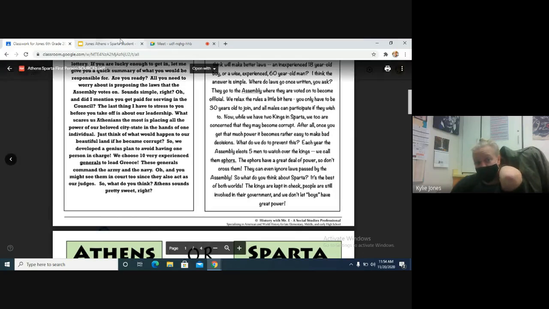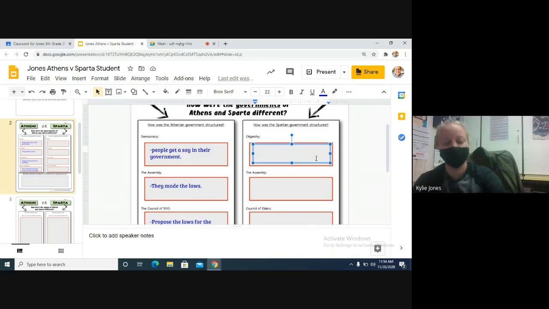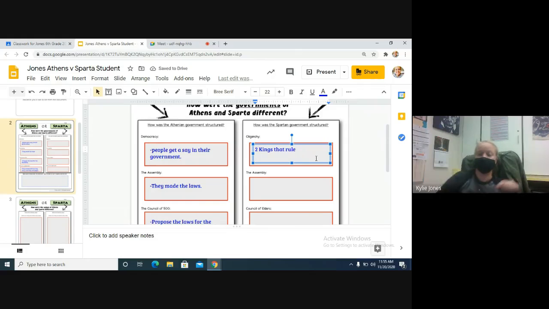All right, so if we go back over here and we start answering our questions, first of all, what is an oligarchy? I think Sparta is like a way of government. Well, it is a way of government, but what type of government? Does it have one ruler, multiple? Good. There are 2 kings that rule. One to go and one to stay. Good. That's from yesterday. Good job, Yoshi. Kings.